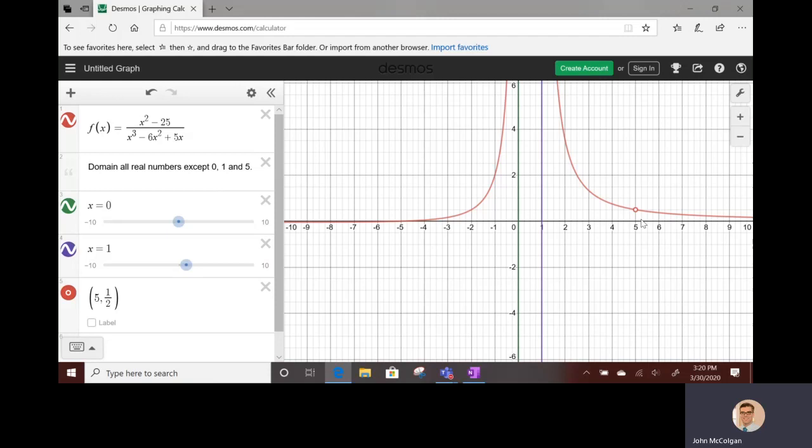So you can use algebra, and algebra is very, very helpful for determining whether there's a hole, or you can use the graph, and that's very helpful for determining whether there's an asymptote. But if you only use the graph and don't use any algebra, you're going to miss some holes. So it's important to have both methods down.